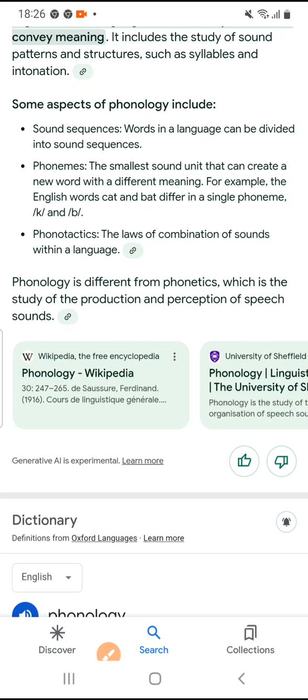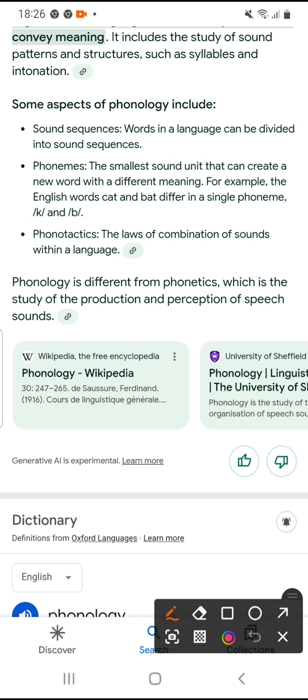It includes the study of sound patterns. So what does it include? The study of sound patterns and structures such as syllables and intonation, right? So phonology includes the study of sound patterns and structures, meaning what pattern we follow and what structure, such as syllables and intonation. Intonation means tone, falling and rising tone. So what kind of tone we use when we speak a sentence.